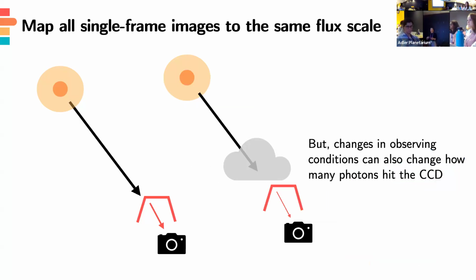However, the complication is that there's changes in observing conditions. Changes in observing conditions affect how many photons will actually hit the CCD. And you don't want to be measuring what the atmosphere is doing. You want to be measuring what your astrophysical sources are doing. So we want to correct for that.